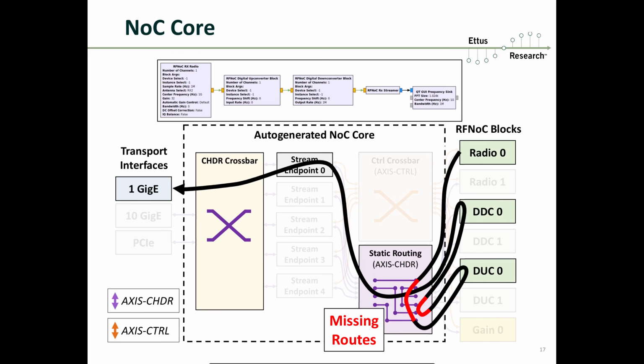Of course, one problem here is that this is an unusual flow graph, and what if you don't want to always have the DUC between the radio and the DDC? So there is another option, and I think this really illustrates how the stream endpoints come into play.